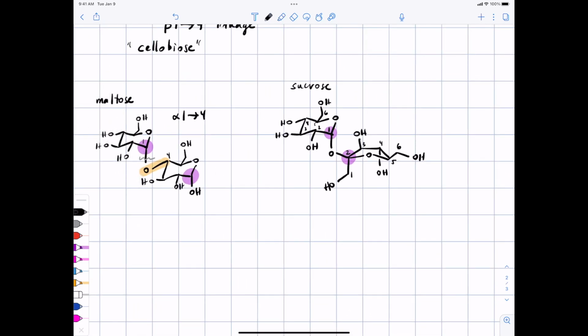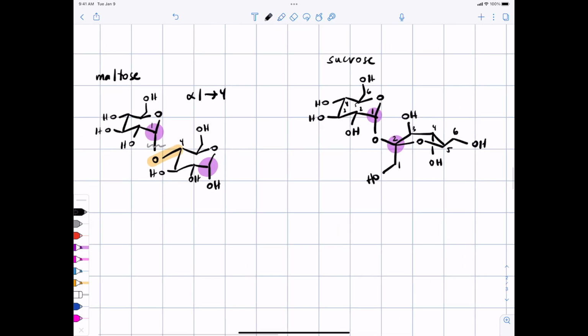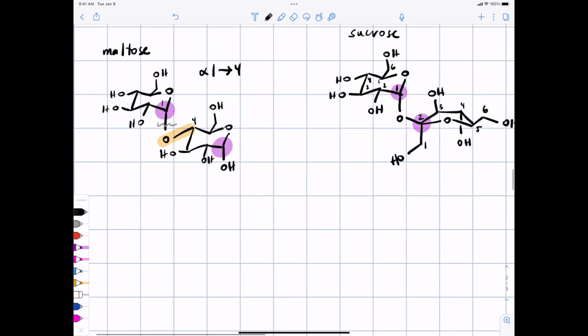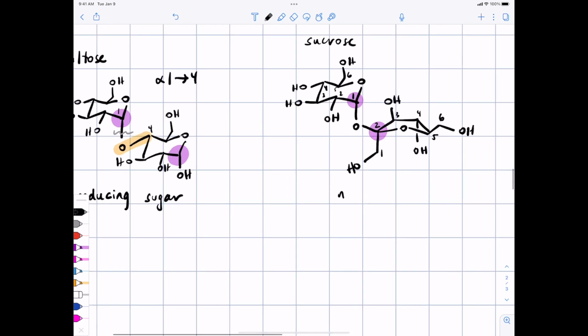This allows us to illustrate something that you'll hear people talk about when it comes to carbohydrates. They will call things like glucose or maltose a reducing sugar, whereas sucrose is a non-reducing sugar. You heard of that before-ish, vaguely, maybe?